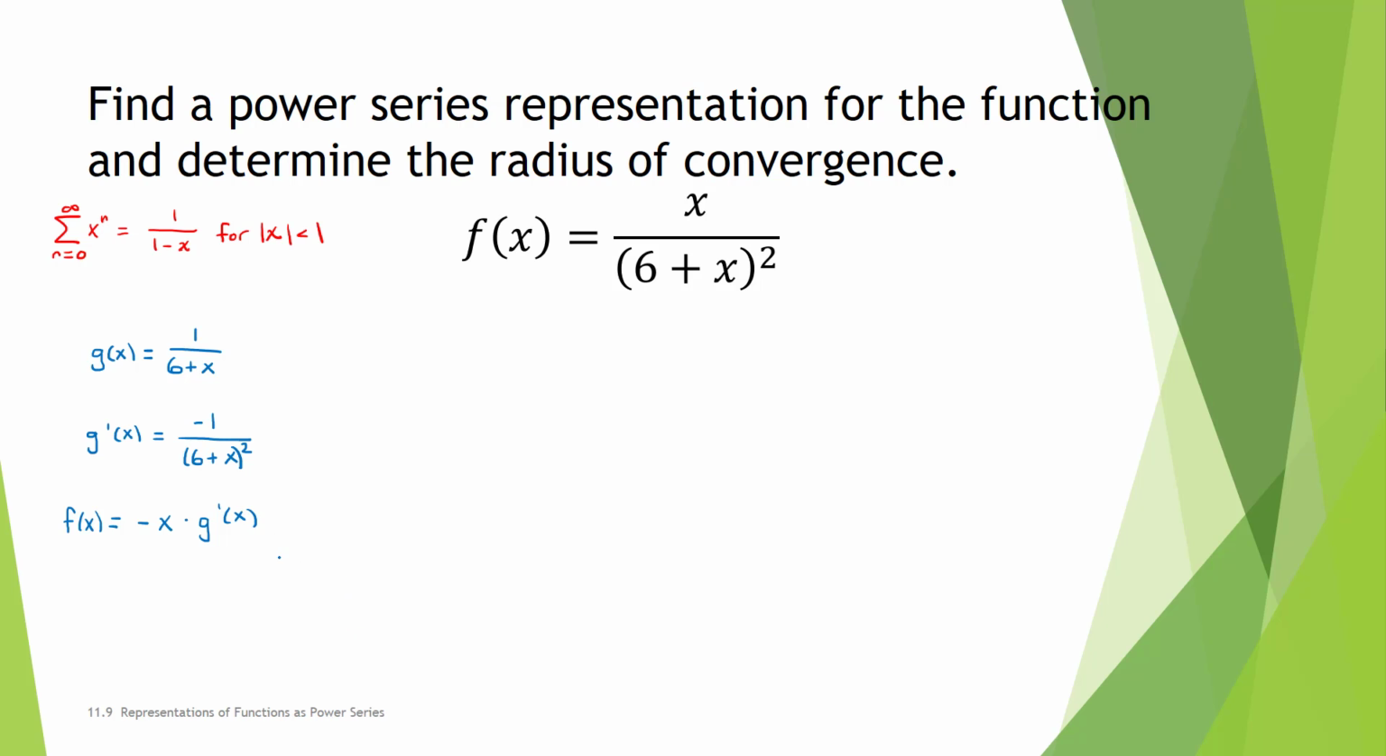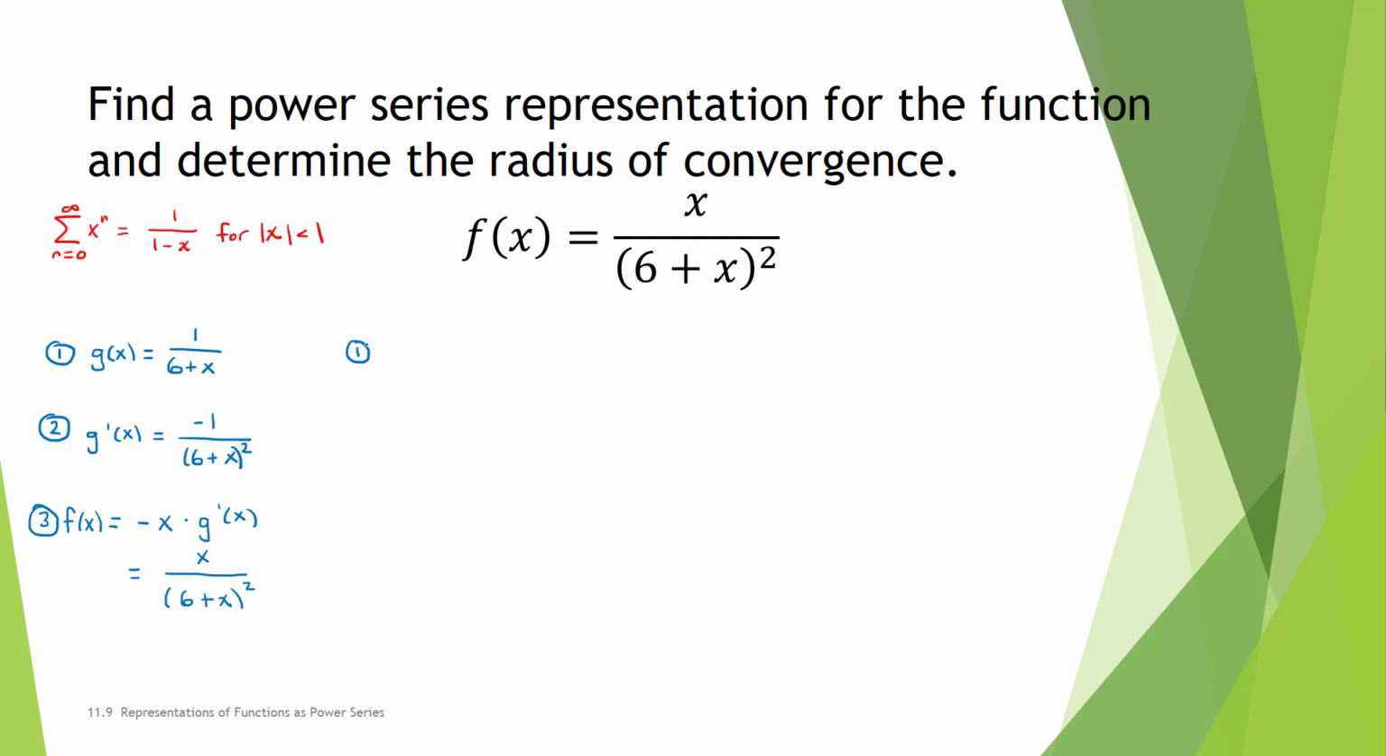So I'm looking at this problem in three steps. First, I'm going to find a power series representation for 1 divided by 6 plus x. Second, I'm going to take the derivative to find a power series representation for negative 1 divided by 6 plus x squared. And third, I'm going to multiply that power series by negative x to get a power series representation for our function f of x.